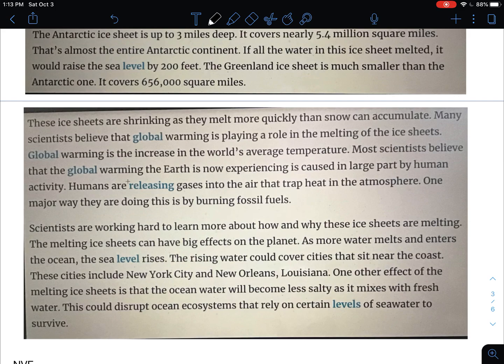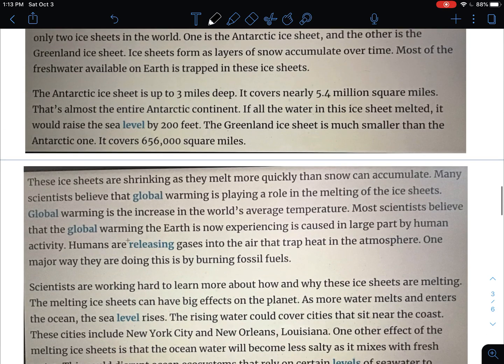The melting ice sheets can have big effects on the planet. As more water melts and enters the ocean, the sea level rises. The rising water could cover cities that sit near the coast. These cities include New York City and New Orleans, Louisiana. One other effect of the melting ice sheets is that the ocean water will become less salty as it mixes with fresh water. This could disrupt ocean ecosystems that rely on certain levels of seawater to survive.